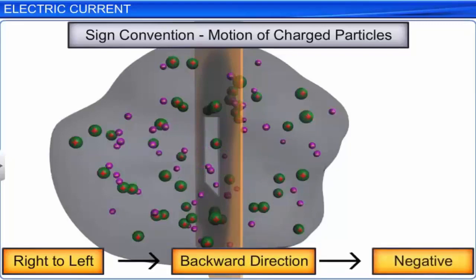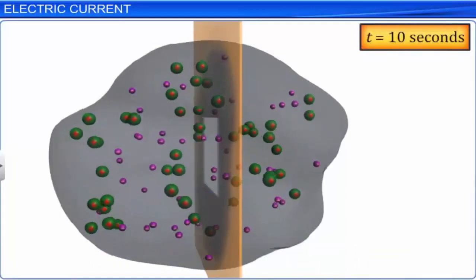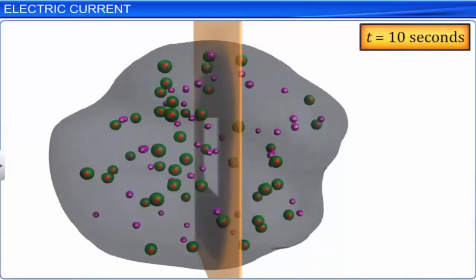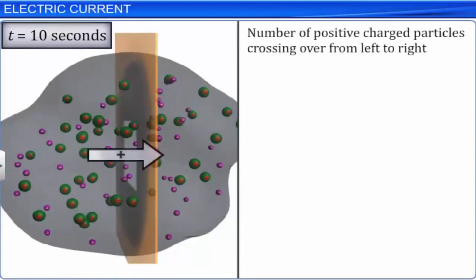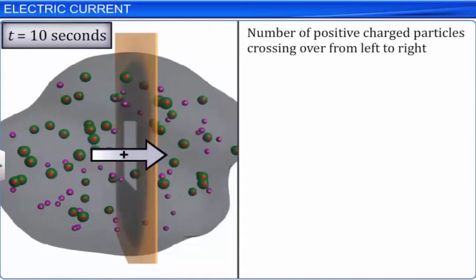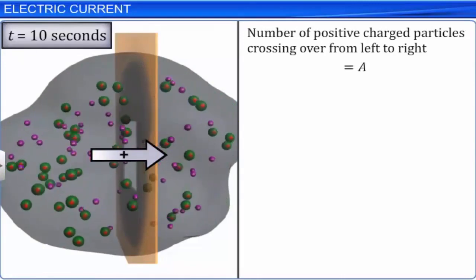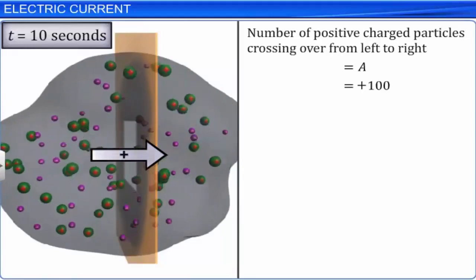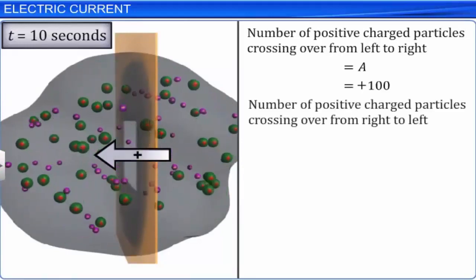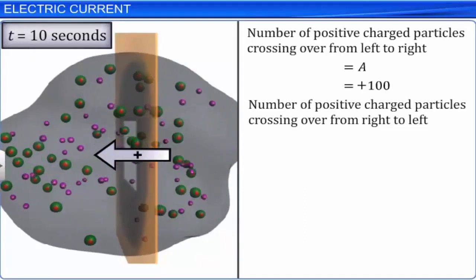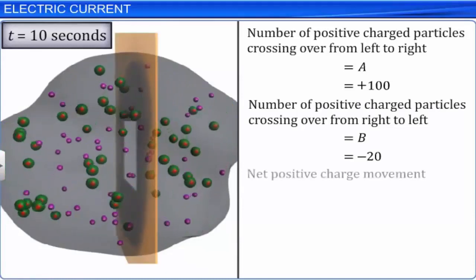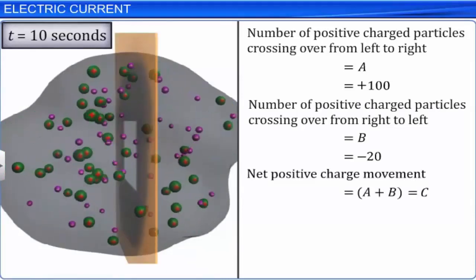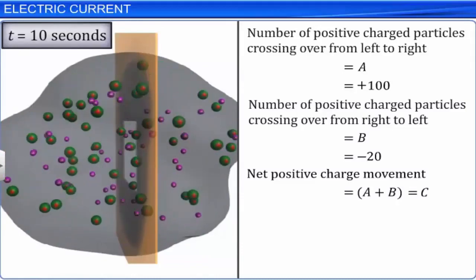In time t, which is equal to 10 seconds, let us assume that the number of positive charged particles crossing over from left to right is equal to A, which is equal to plus 100. The number of positive charged particles crossing over from right to left is equal to B, which is equal to minus 20. The net positive charge movement is equal to A plus B is equal to C, which is equal to plus 80.